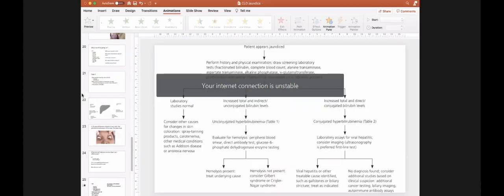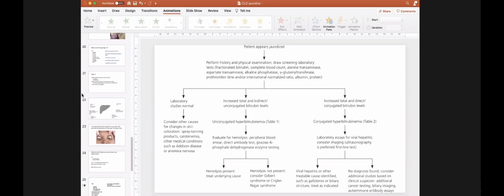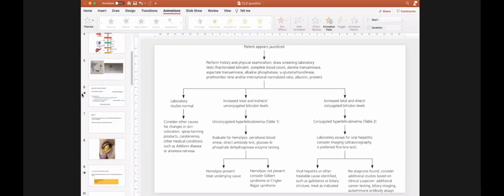Madam, apart from primary sclerosing cholangitis, did we talk about any other causes of this intrahepatic cholestasis?